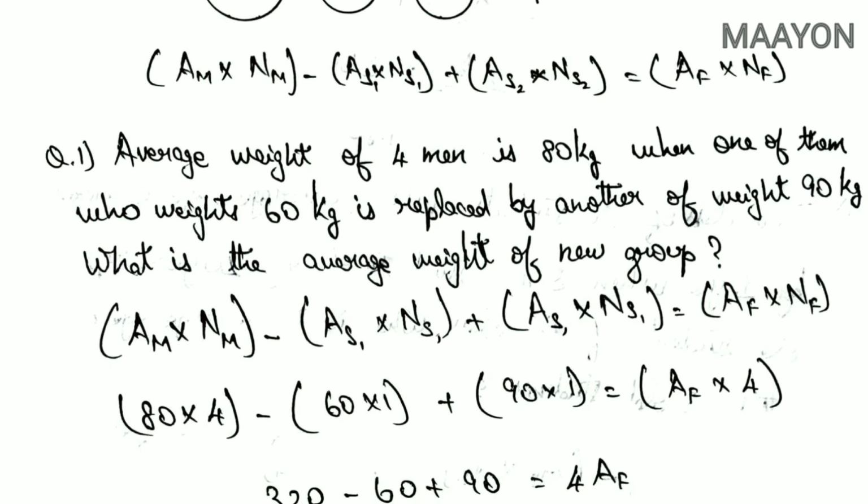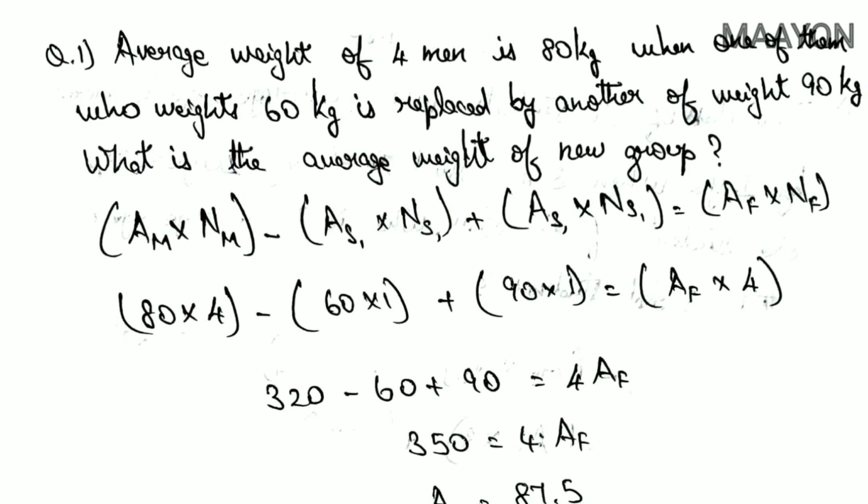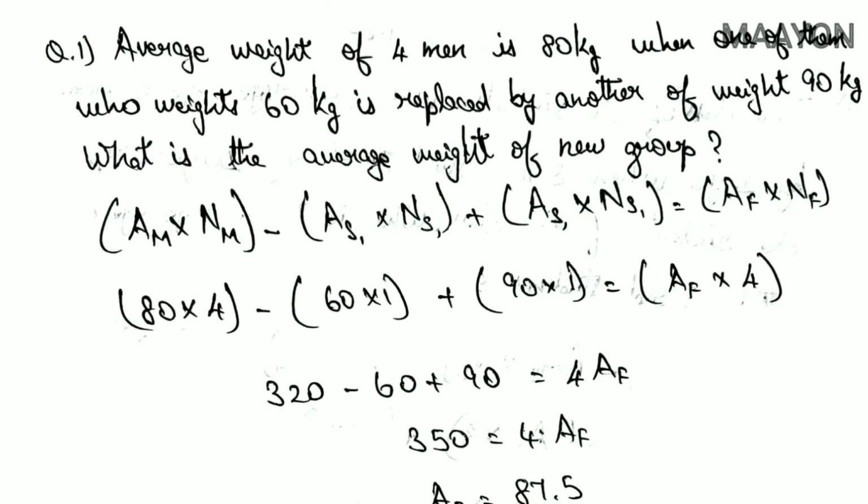Average weight of 4 men is 80 kg when one of them who weighs 60 kg is replaced by another of weight 90 kg. What is the average weight of the new group? Let's frame the equation. Average of main group into number of terms in the main group, subtracted by average of subgroup 1 into number of terms in the subgroup 1, plus average of subgroup 2 into number of terms in subgroup 2, equals to average of final group into number of terms in the final group.